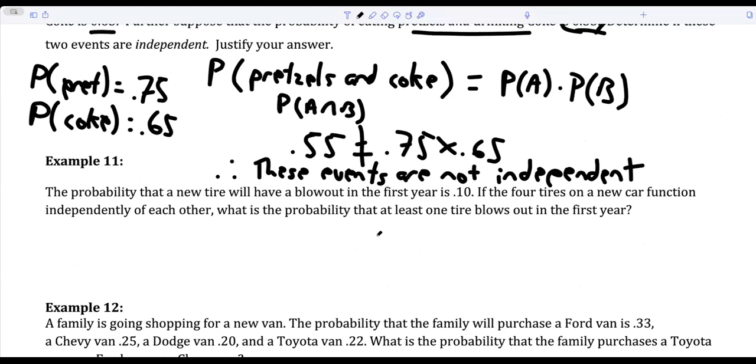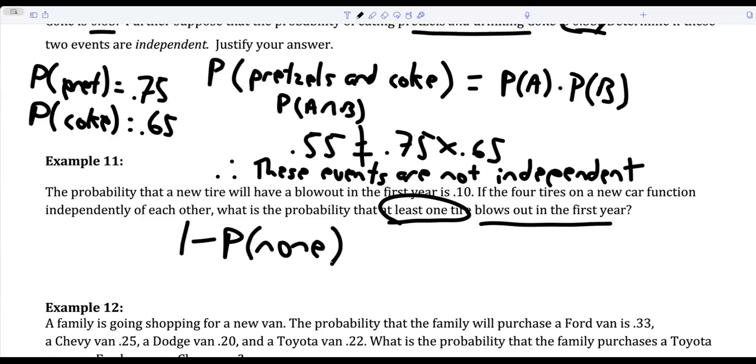So the probability that a new tire will have a blowout in the first year is 0.1. If 4 tires on a new car function independently of each other, what is the probability that at least one tire blows out in the first year? So anytime we're calculating the probability of at least one, we do 1 minus the probability that none, which in this case is no blowouts.